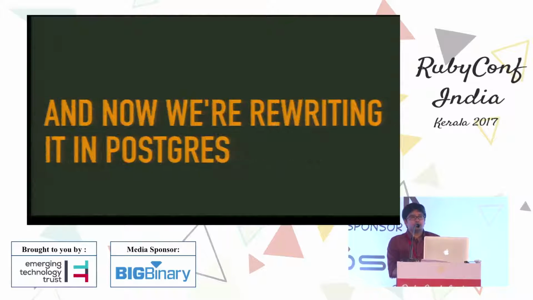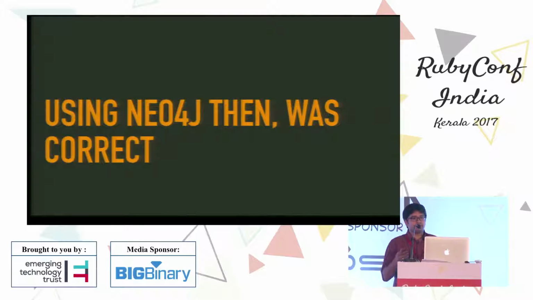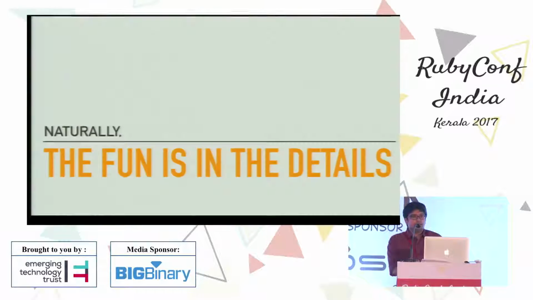But now, we're actually rewriting the app in Postgres. And this may probably come as a surprise, but our team basically concluded that both the decisions were correct. Like using Neo4j back then was right, and using Postgres now is also right. So, I mean, why do we think that? I think the fun is usually always in the details.